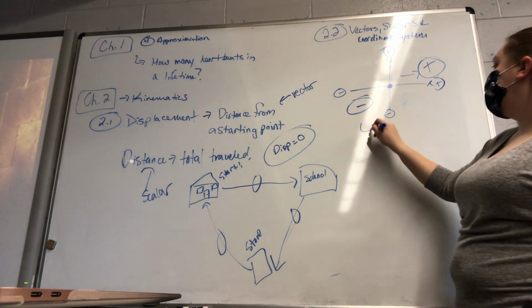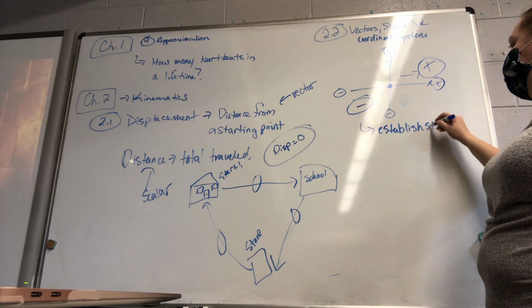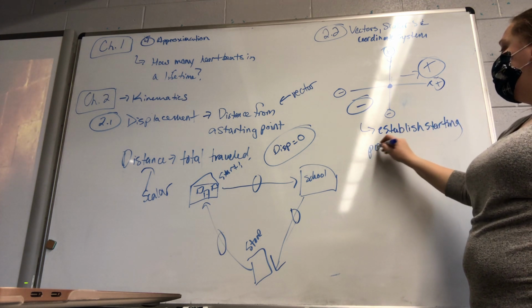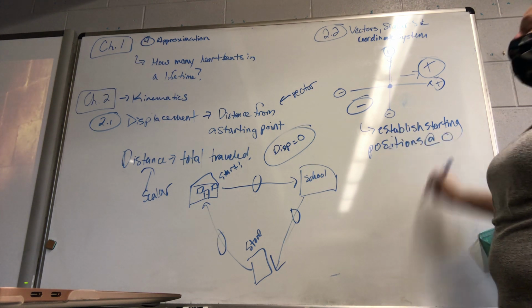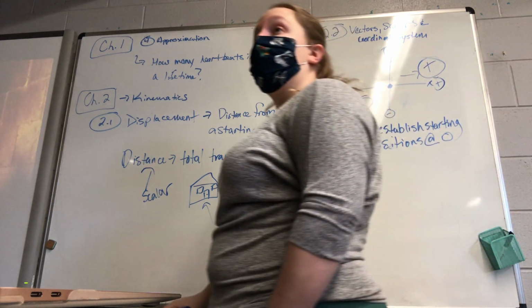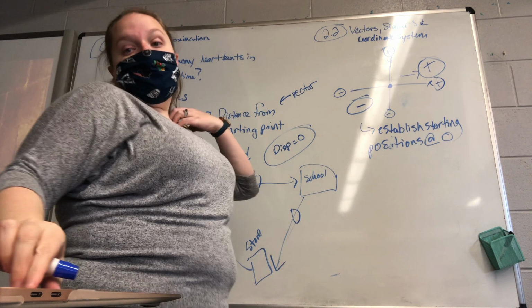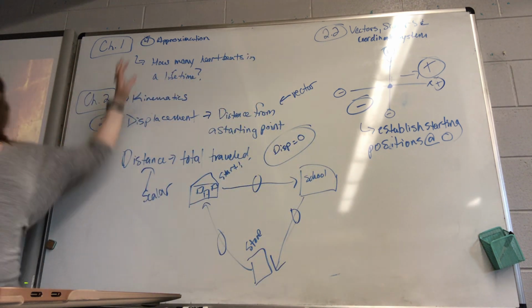The other thing that the coordinate system did was establish starting positions at a 0 point, right? So whenever we start our problems in kinematics, we typically start at a 0 point. We said x was 0, we said y was 0, and then things changed from that initial point. Okay? Section 3 introduced. Can I erase this stuff? Okay.